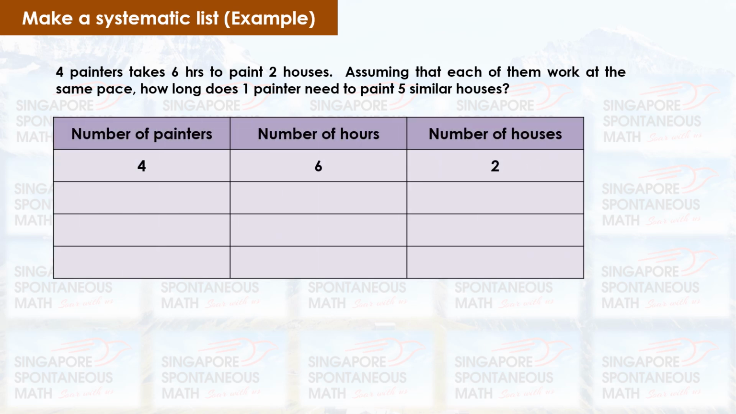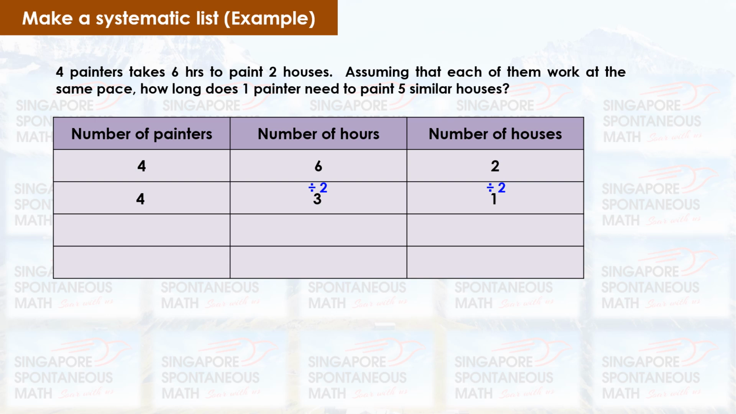Four painters need 6 hours to paint 2 houses. With the same number of painters, how long is needed to paint just one house? Half the number of houses means just half the amount of time needed. 6 divided by 2 is 3 hours. Four painters need 3 hours to paint one house.